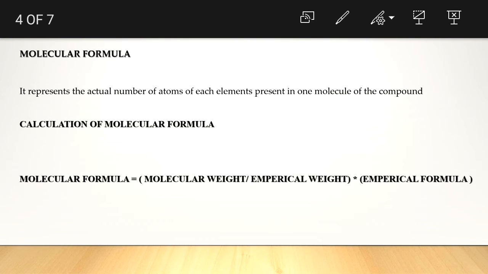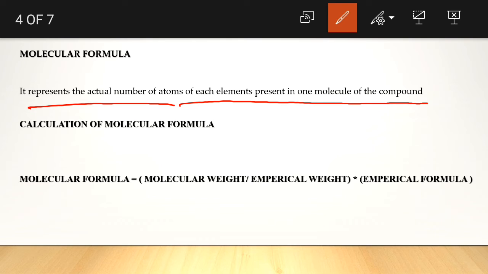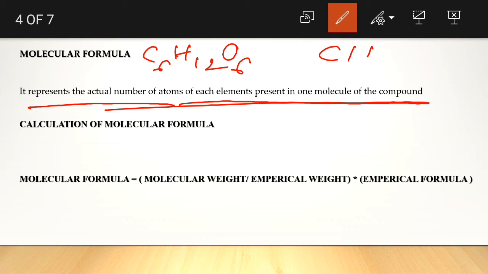Now coming to the molecular formula. It represents the actual number of atoms of each element present in one molecule of the compound. As I said earlier, suppose C6H12O6. You have calculated and found that the empirical formula of the compound is this.